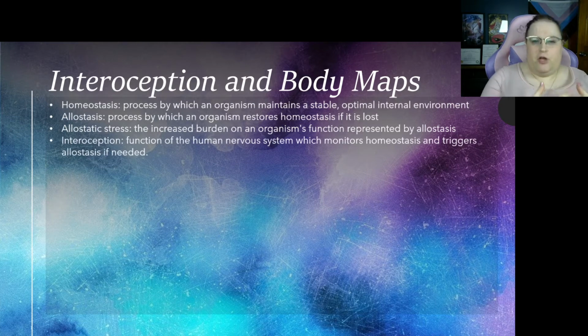Interoception is a function of the human nervous system. It's a function of many organisms' nervous systems, actually, but it's been heavily studied in the human nervous system, that monitors the interior of your body. And so one of its most important functions is to monitor homeostasis and trigger allostasis as needed.